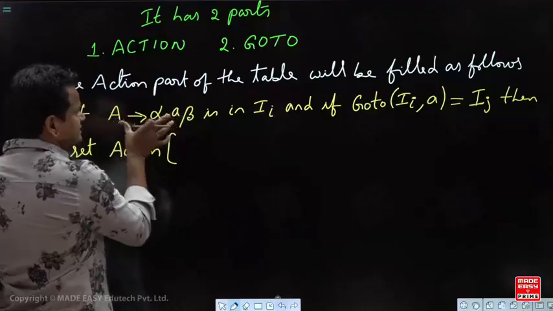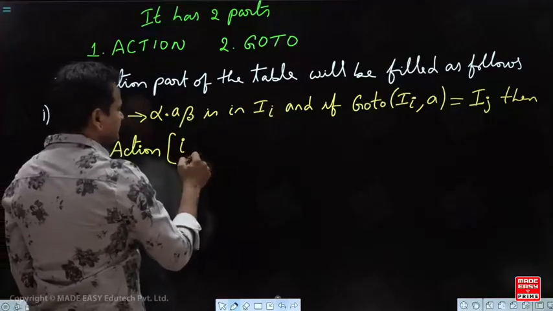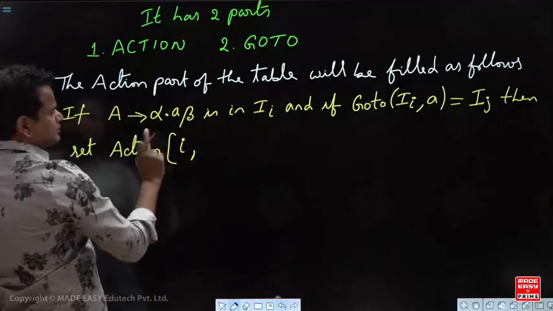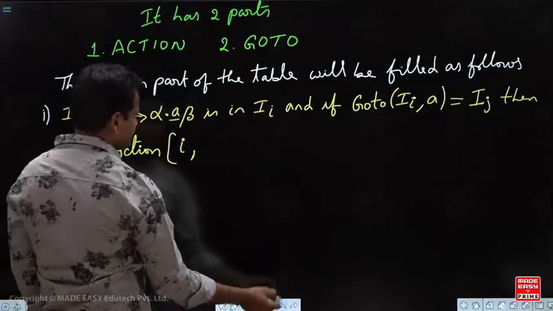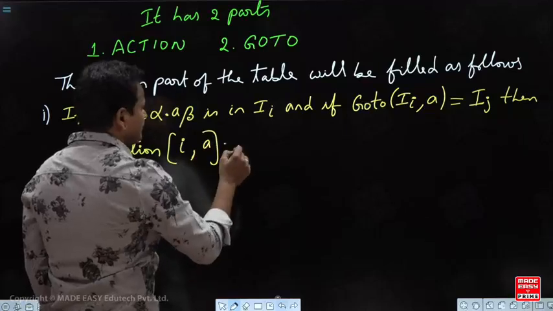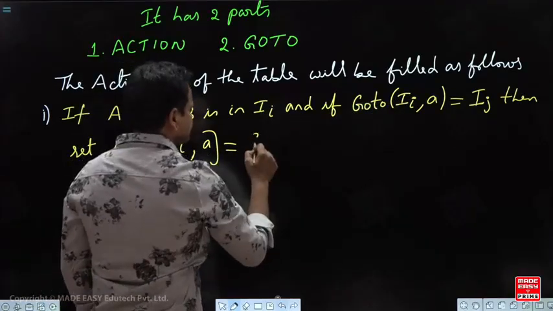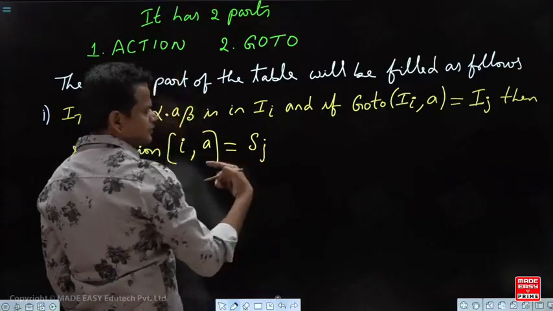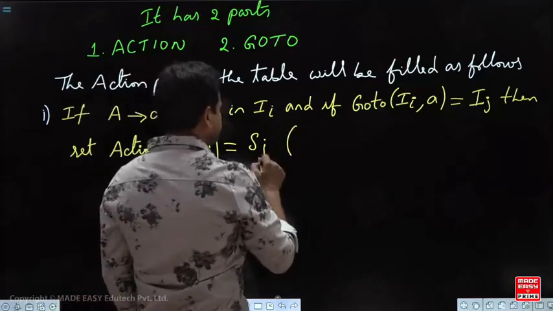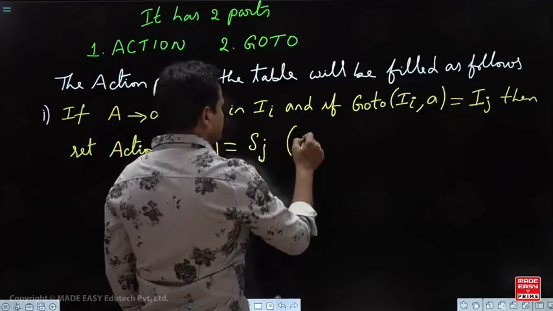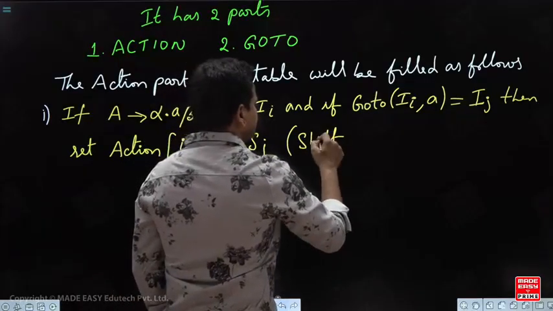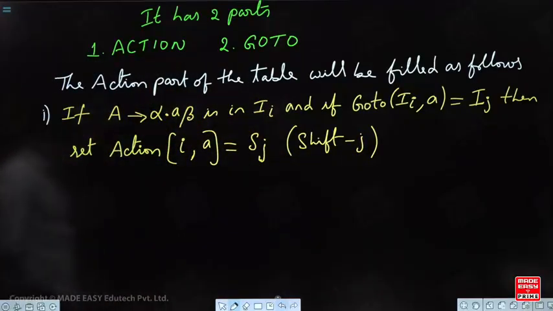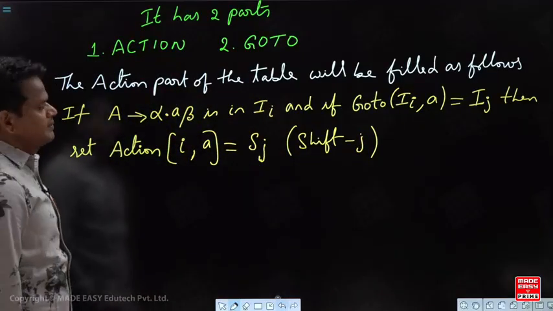Since this is in Ii, therefore ith row. If it is I1, first row; I2, second row, like that. So it is Ii, so ith row, and it is terminal a, so ath column. Where it has gone to Ij, it means Sj. If it goes to I4, S4. If it goes to I5, S5. S means shift j. Simple. Copy this, guys.